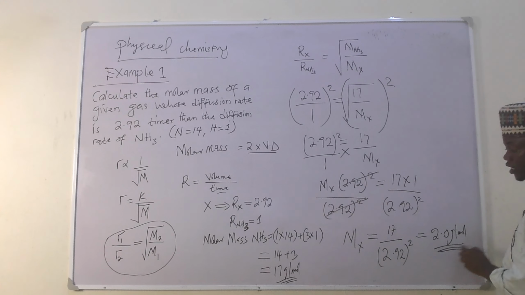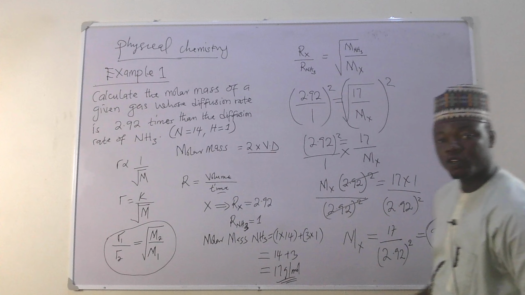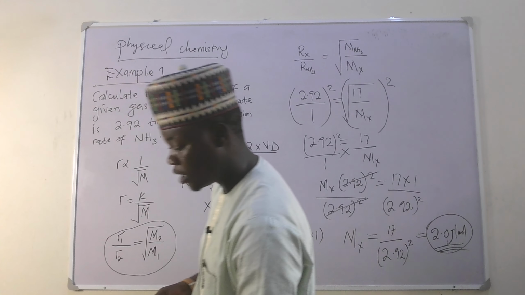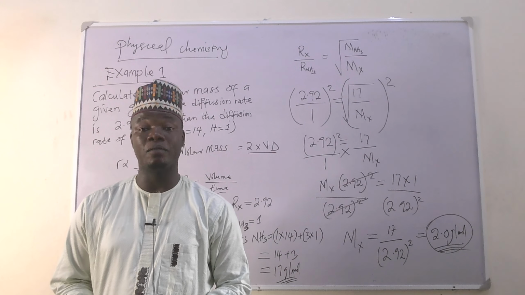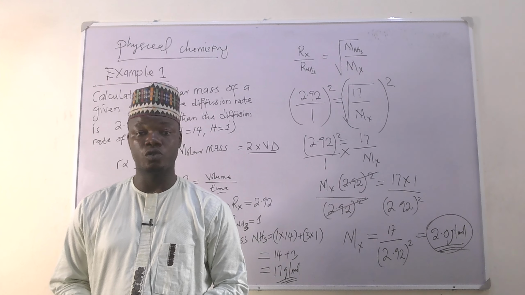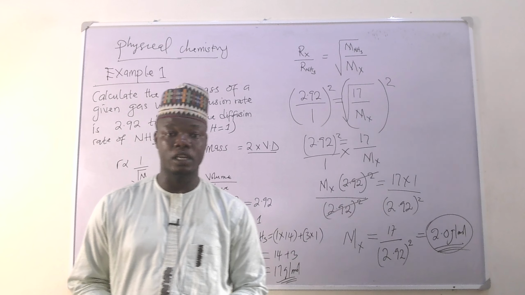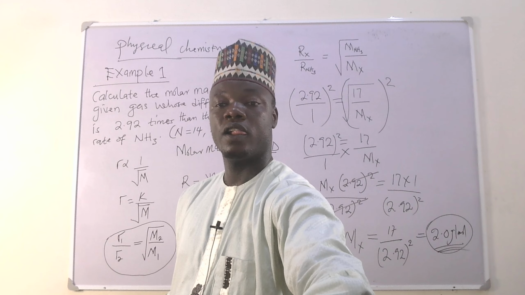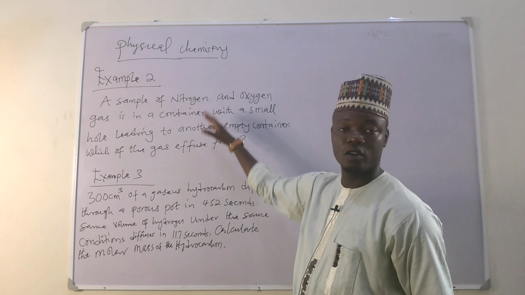So ladies and gentlemen, I want you to confirm the answer to see whether we are correct. I think from these examples you can see how we are able to calculate the molecular mass of gas X, which was found to be 2.0 grams per mole. So let's look at another example.